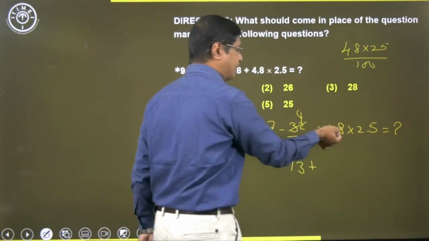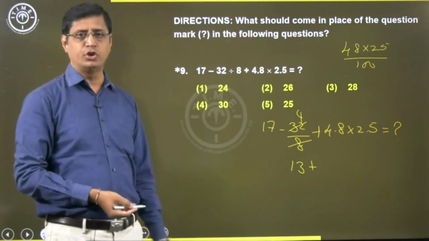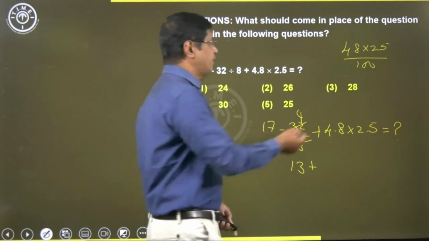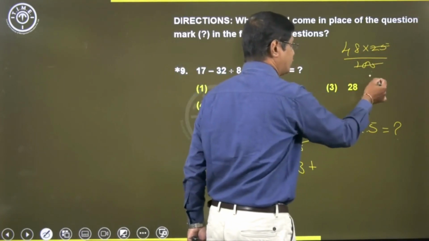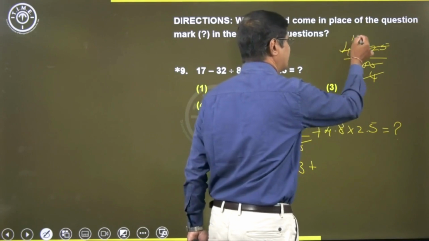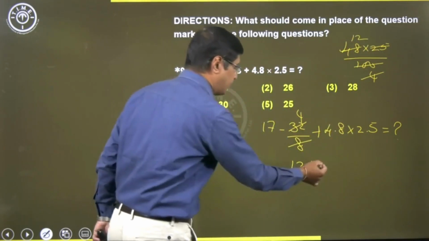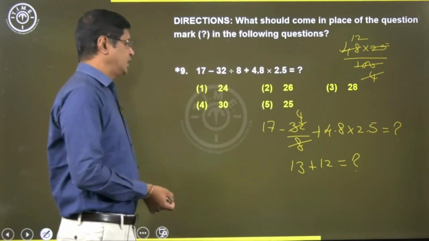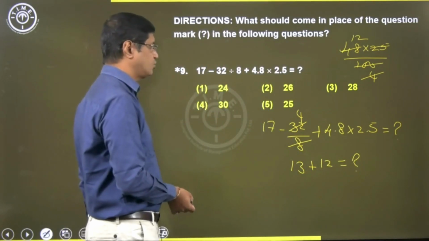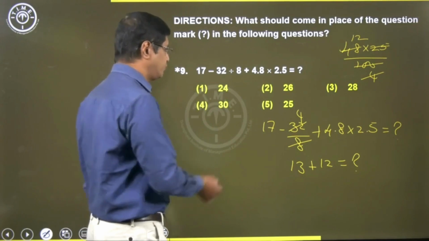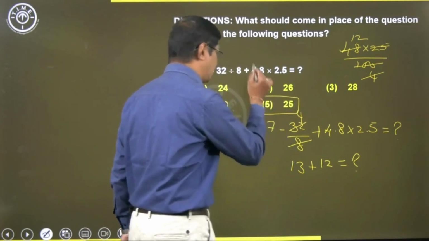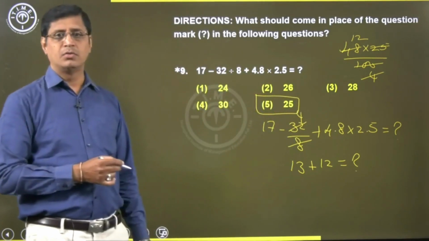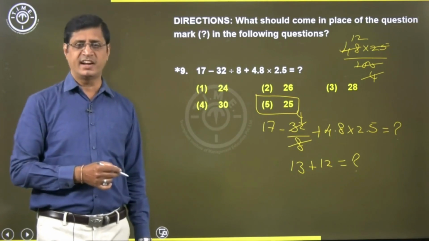What I am doing? I am removing the decimal and adding zeros on the other end. Now simplify this. 25, it goes exactly 4 times. 4 here 12 times. So what is the value? Plus 12 is equal to question mark. 13 plus 12 is equal to how much? It is 25. The right choice, option number 5. Fifth choice is the right answer.